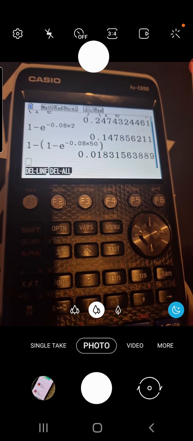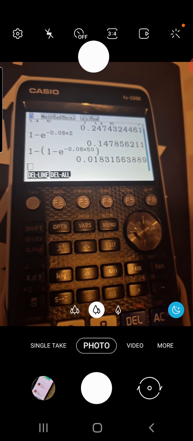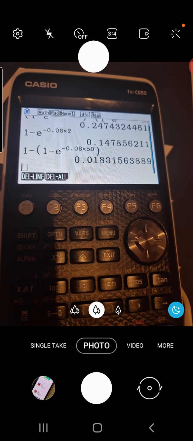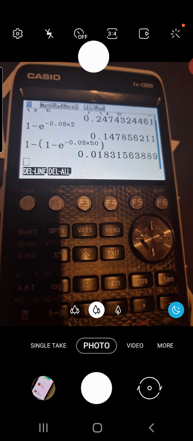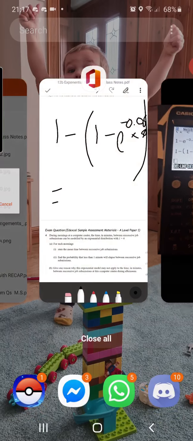That's a very small number, which is what you'd expect. It's very unlikely it's going to take longer than 50 hours to finally be called into action to do some sort of purpose. So 3 significant figures, not decimal places, that would be 0.0183.